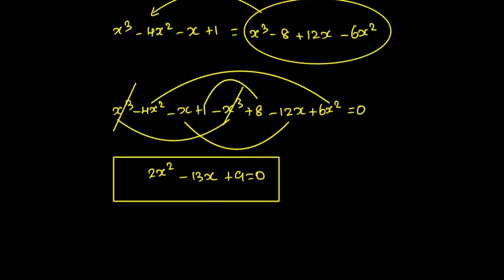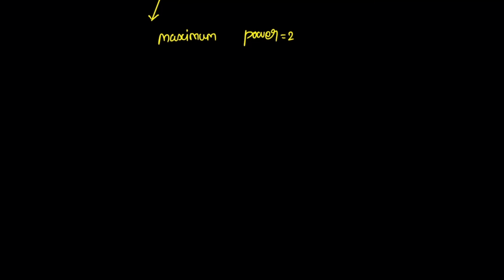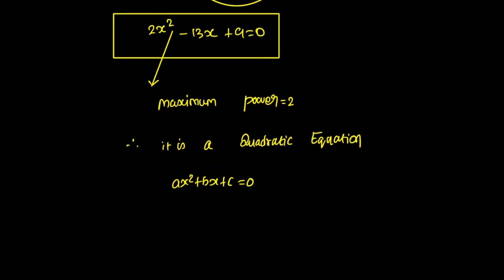So now the maximum power is 2. So the given equation is a quadratic equation. So we can write it in the ax square plus bx plus c equal to 0 format and compare. So the value of a is equal to 2 and b is equal to minus 13, then c is equal to 9. Thank you.